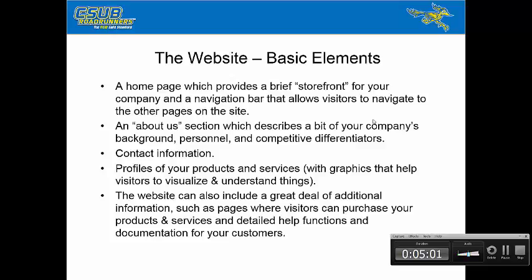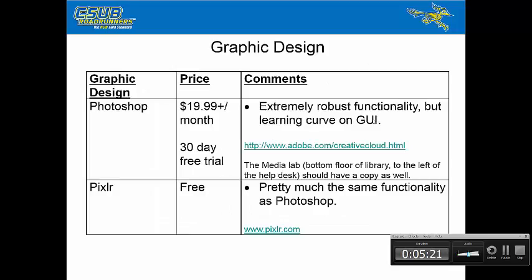The website can also include a lot of additional pages where visitors can purchase products and services, detailed help functions and documentation, all kinds of other stuff too. But we need at least a product section, an About Us section, and a homepage, and a contact section. I didn't put that in here.